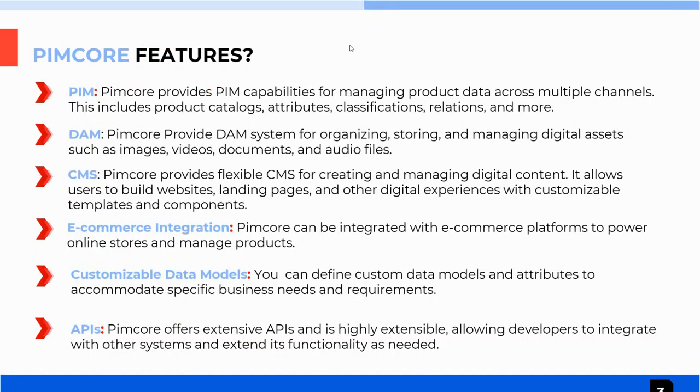Now let's go to the features. Pimcore, as already defined, PIM means product information management. You can easily manage data across multiple channels, including catalog, attributes, classification, relations like one to one and many to one, and many data types. So you can easily load data with PIM in Pimcore. Then there is digital asset management: you can manage a large amount of data related to images, video and audio files, easily track them and create thumbnails. All these activities with images, video and audio are done in the DAM part of Pimcore.